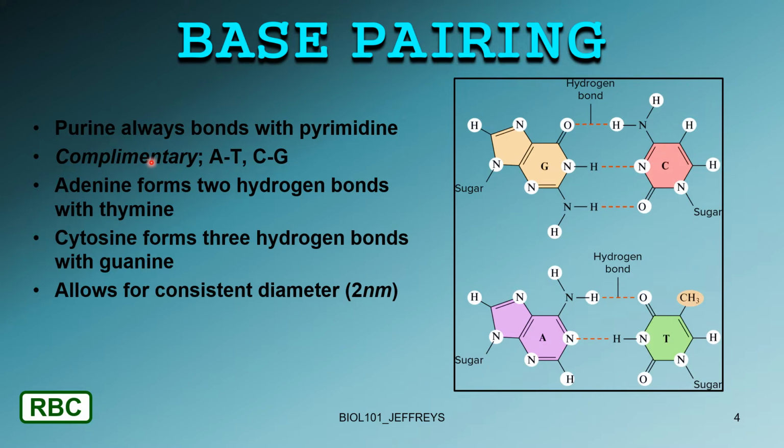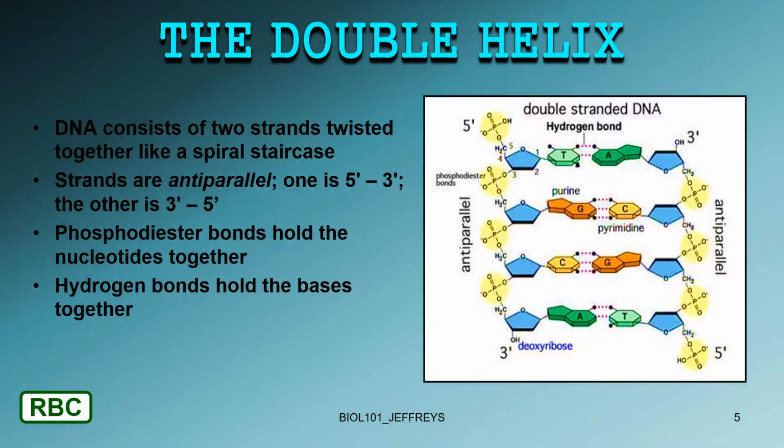Okay, so purine always binds with pyrimidine, and we call that complementary base pairing, where A always binds to T, C always binds to G. Adenine forms 2 hydrogen bonds with thymine, and cytosine forms 1, 2, 3 hydrogen bonds with guanine. And that allows for a consistent diameter of 2 nanometers, and I'm not concerned that you remember that.